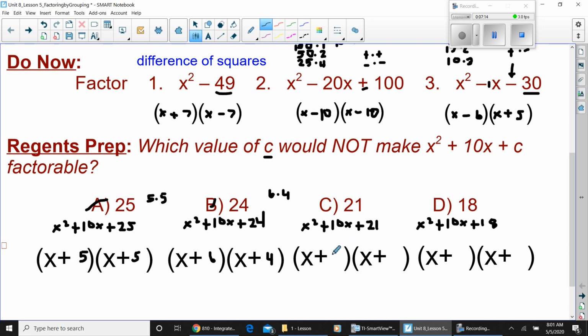Now 21, 7 times 3, or 7 plus 3. So 7, 3. That works. That's out. Let's see.